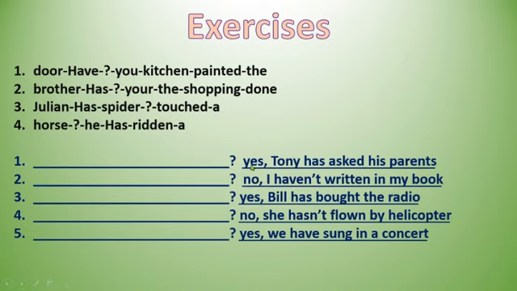For example, we have, yes, Tony has asked his parents. Now, what is the auxiliary? Has. What is the subject? Tony. Has Tony, the verb, has Tony asked his parents? Number 2, I haven't written in my book. What is the auxiliary? Have. You can't say haven't, you have to say have. I'm talking about you, I'm replying, so you need to ask you. Have you written in your book? And it's the same idea for the rest, the other 3. You have to make the questions using the answers.